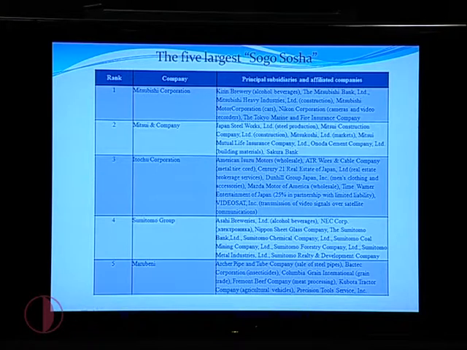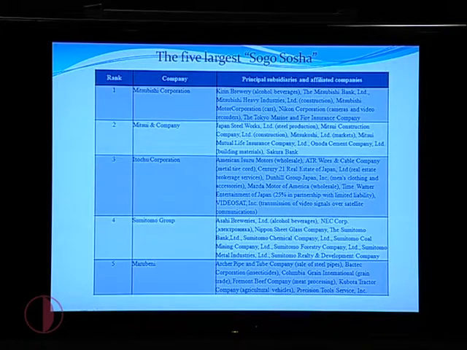There are the 5 largest Sogo Sosha. It's Mitsubishi Corporation. You can see their principal subsidiaries and affiliated companies are very different, yes? It's Kirin Brewery, an alcoholic beverage company, the Mitsubishi Bank, Mitsubishi Heavy Industries, Mitsubishi Motor Corporation, Nikon Corporation, the Tokyo Marine and Fire Insurance, like this. Mitsui and Company, it's Japan Steel Works, Mitsui Construction Company, Mitsukoshi Limited, Sakura Bank, and many others.